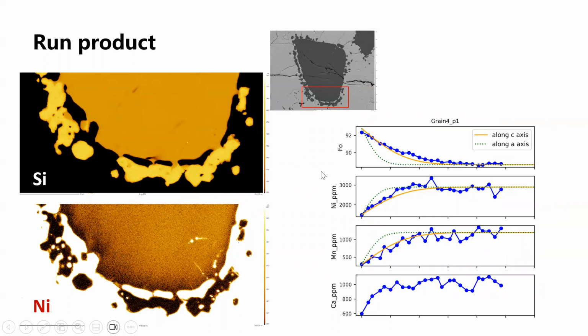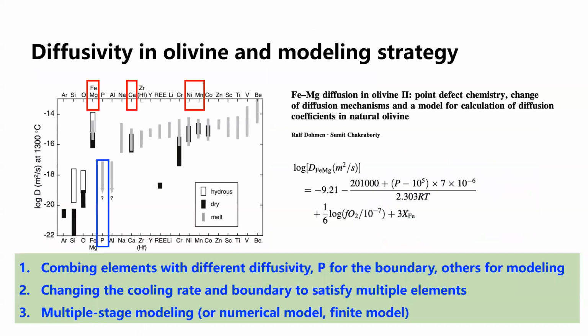But fortunately, when we do the modeling for the time, we can see that the elements, especially nickel, manganese and calcium, those trace elements will not be affected by the reaction too much. So the main thing from here is that we still can model this process to get some time scale. So the last part is the modeling of the cooling rate and time scale.